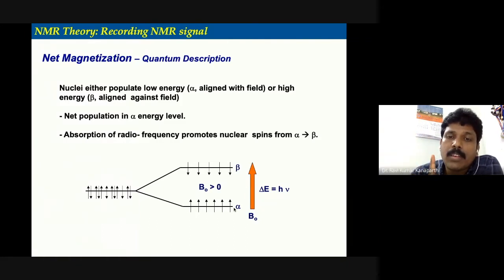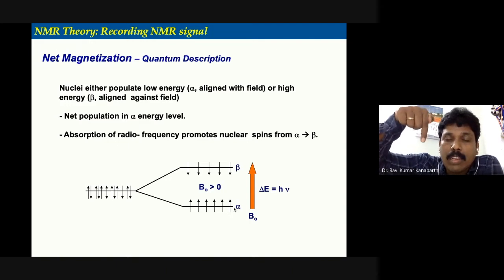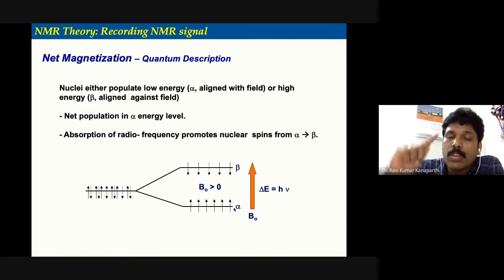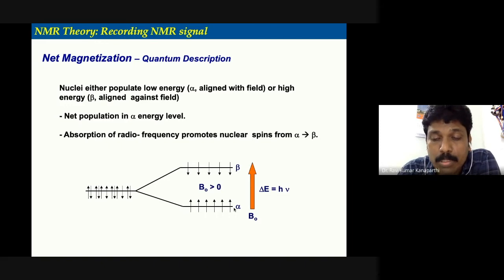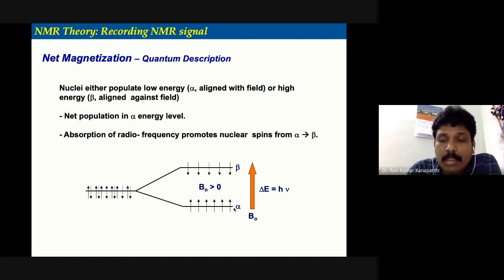Okay, so alpha spins, you can see, are pointing in the parallel direction. The moment you supply a radio frequency exactly matching the energy gap, this alpha spin will make a transition and go to the beta state, and its orientation becomes anti-parallel. The anti-parallel state is higher in energy, so it opposes the external field direction. This is the simple thing that a quantum mechanical description gives.